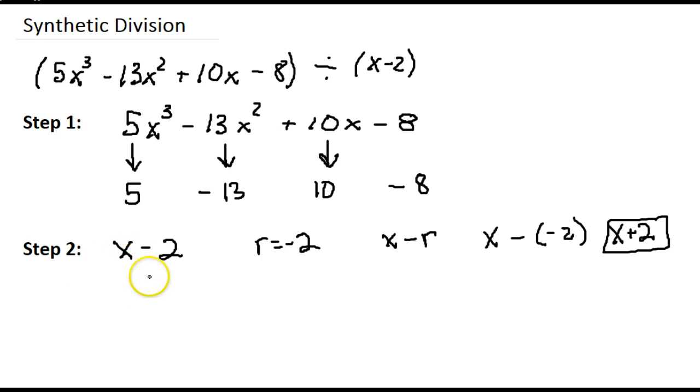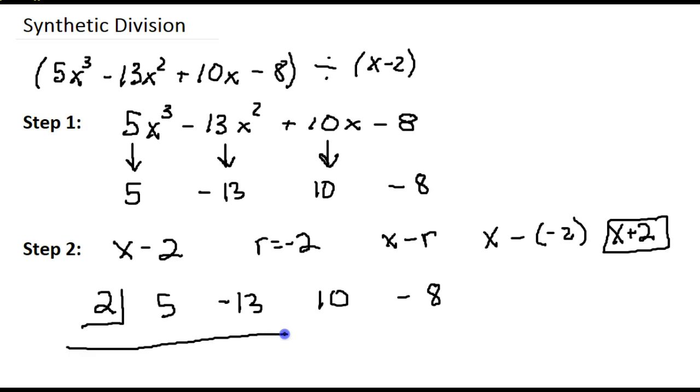We're going to put our 2 to the left of our coefficients. In print, we write that as 2 with a little half box around it, and then all of our coefficients to the right of it. So we have 5, negative 13, 10, negative 8. And in Braille, you can write that as a vertical bar. Okay, so now we have that. And then we put an equal bar underneath all of those.